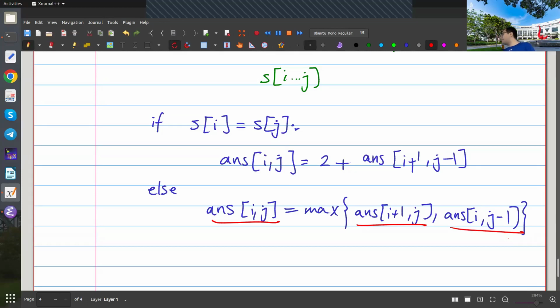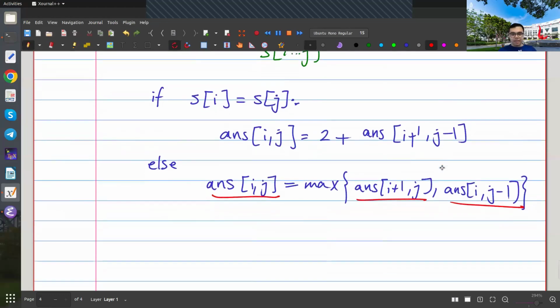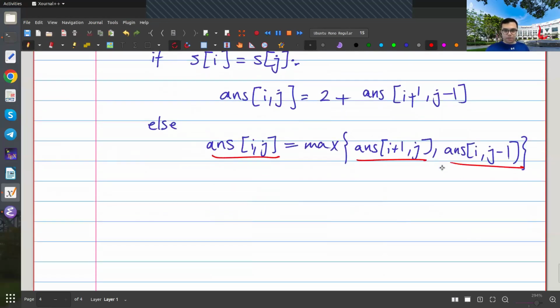Yes, you can do it by the length of the string. Because every time you're finding the answer from I to j, this has some length, but then this string has a length that is 1 less. And this one also has a length that is 1 less. This one has 2 fewer letters. So you have to sort these things based on the length of the string.